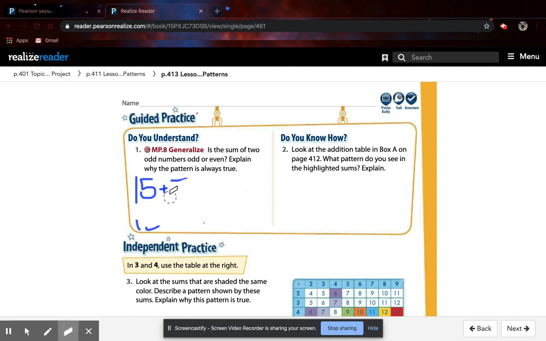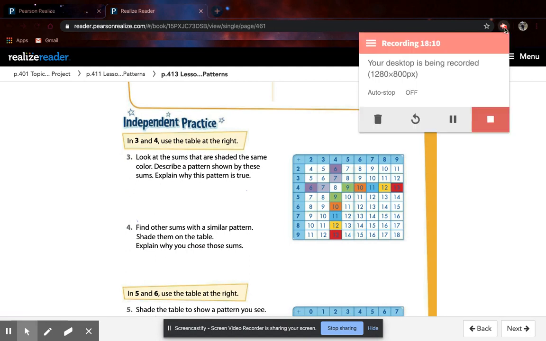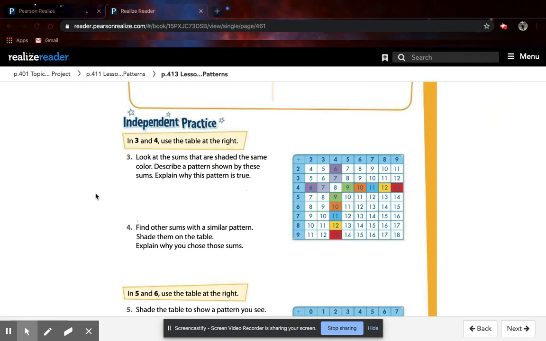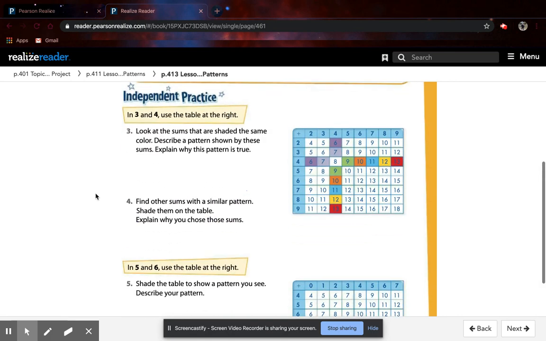I'm going to erase this, hopefully quickly. Okay, now we're going to move down for the independent practice. For numbers 3 through 6, again, it's going to be more of just giving the answer. And I may just be saying them out loud instead of writing the entire explanation.